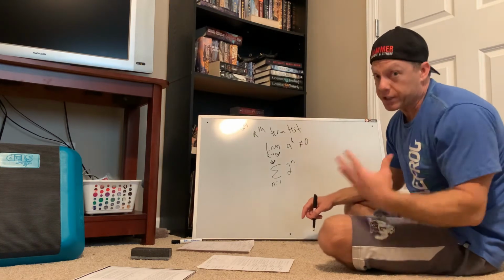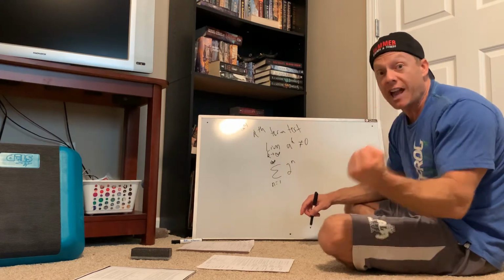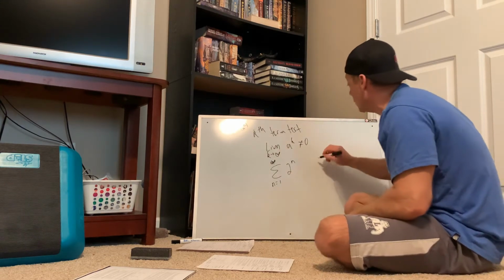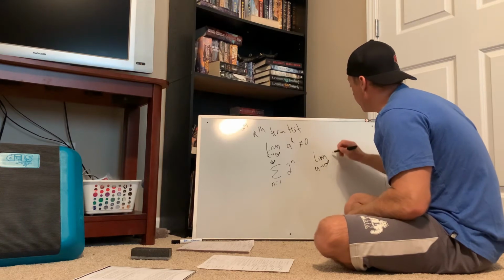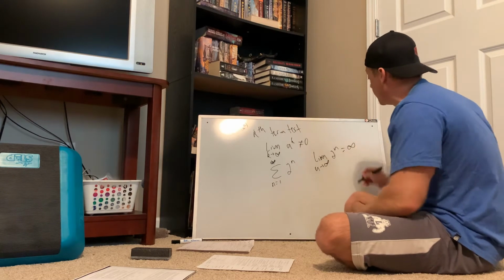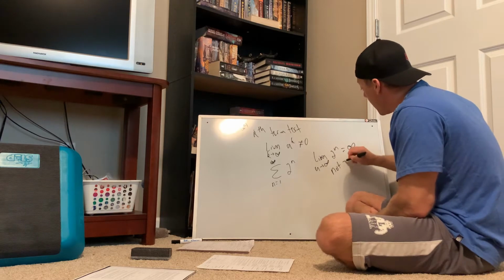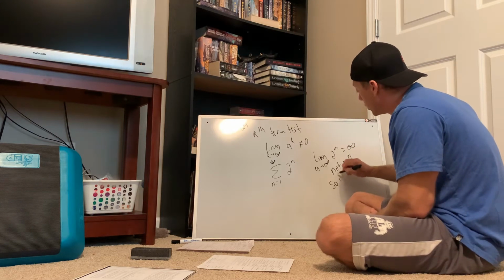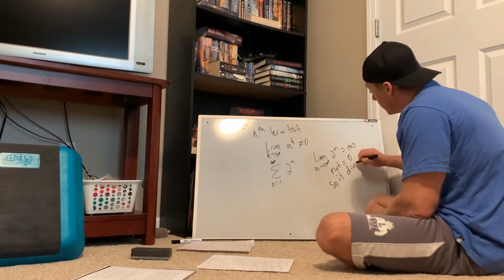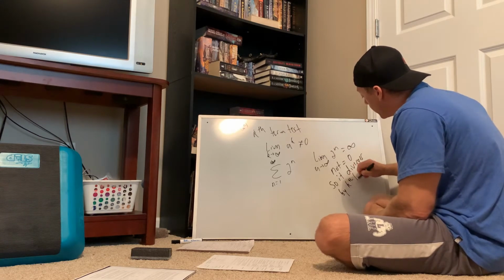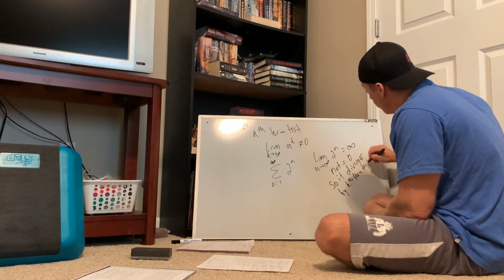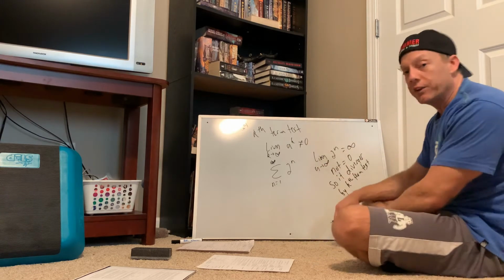And instead of just telling me that, you need to give me the exact reason why it's going to diverge. You would say that the limit as n approaches infinity of 2 to the n equals infinity. It is not equal to 0, so it diverges by the kth term test. Now, if you said the nth term test, that would be fine too.